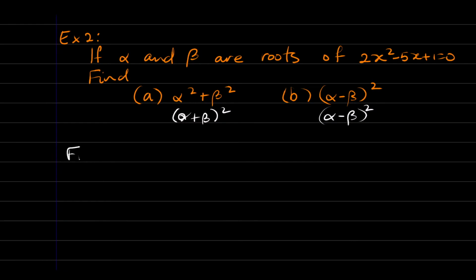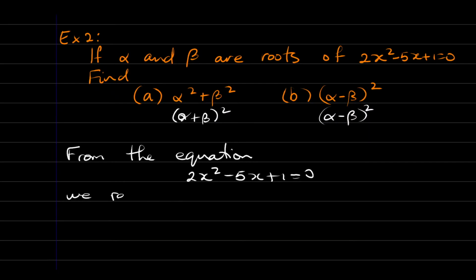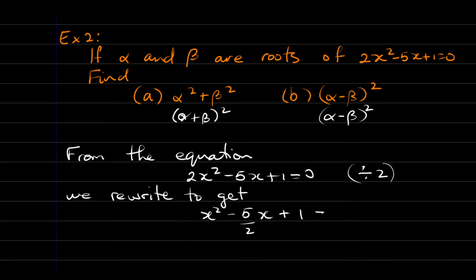So from the equation, which we have as 2x squared minus 5x plus 1 equals 0, I like to rewrite it. Makes it easier for me, right? We rewrite to get x squared. Now I'm dividing straight through by 2. So I'm going to get x squared minus 5 over 2x, and then I have plus 1 equals 0.